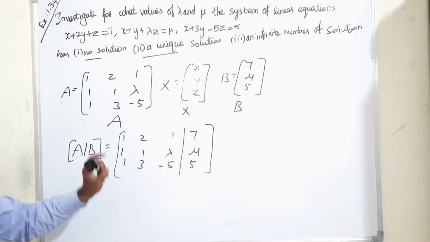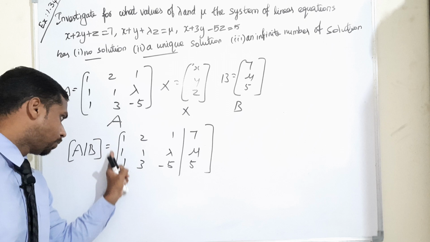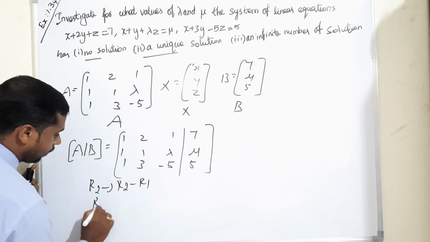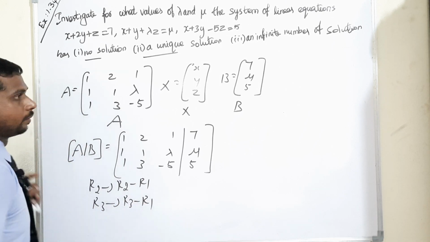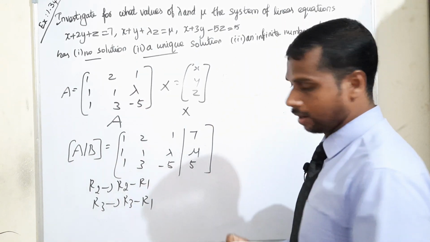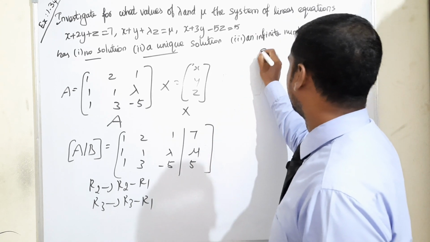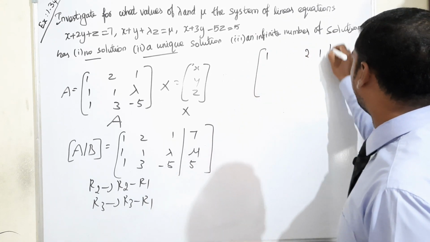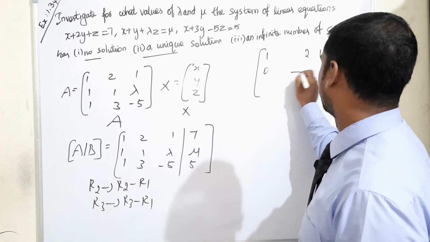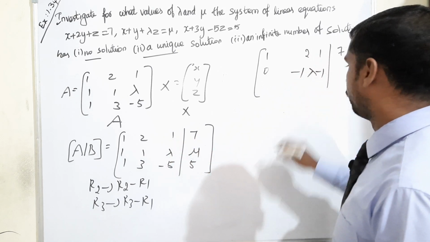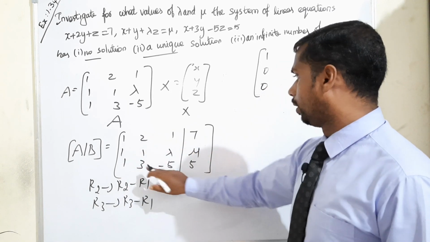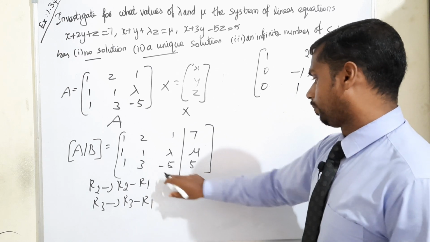Then, what is the meaning of row echelon form? Under the starting non-zero digit, we have to make the terms zero. What do we have to do? R2 gives R2 minus R1, then R3 gives R3 minus R1. R1 as it is: 1, 2, 1, 7. 1 minus 1 is 0, 1 minus 2 is minus 1, lambda minus 1, mu minus 7. Next, 1 minus 1 is 0, 3 minus 2 is positive 1, and minus 5 minus 1.